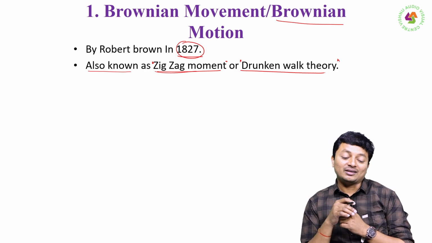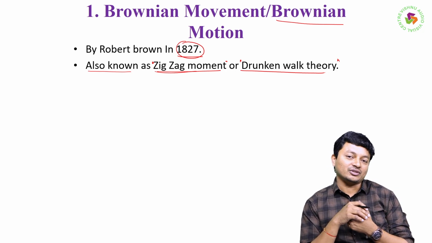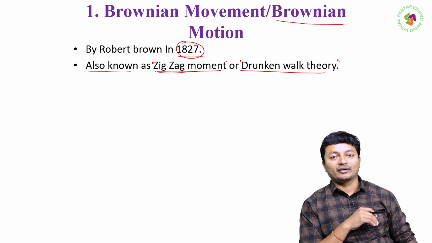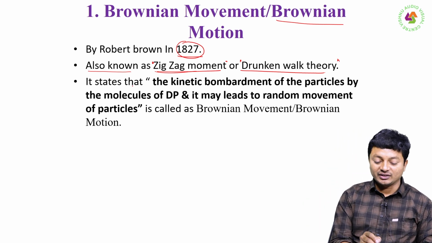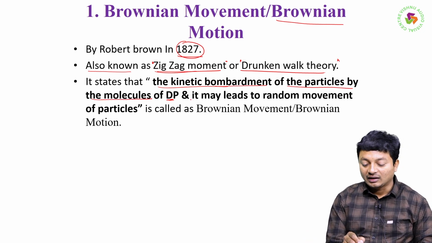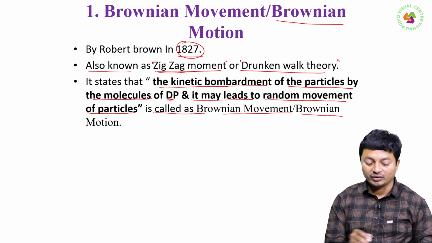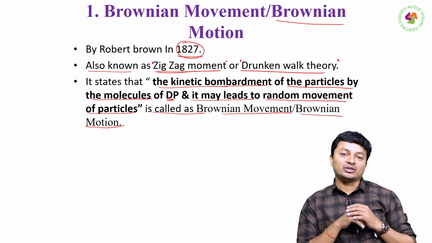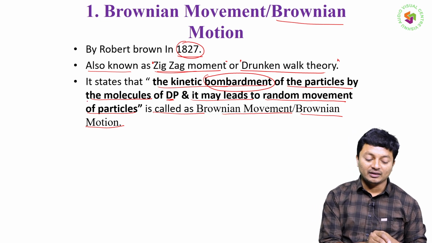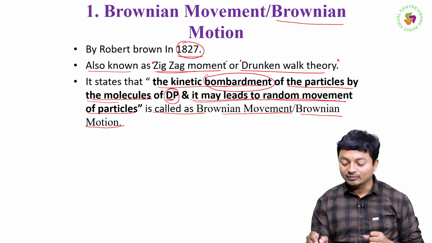It is very important to remember the zigzag movement or drunken walk theory, because in exams they may ask you to explain the zigzag movement of colloidal dispersion particles, or they may ask you to explain the drunken walk theory. So these will be indirect questions in your exams. Brownian movement states that the kinetic bombardment of the particles by the molecules of the dispersion phase leads to random movement of particles, which is called Brownian movement or Brownian motion. So Brownian motion explains the bombardment of the particles by the molecules of the dispersion phase, and it may lead to random movement of particles.